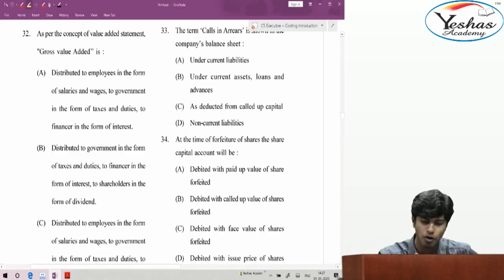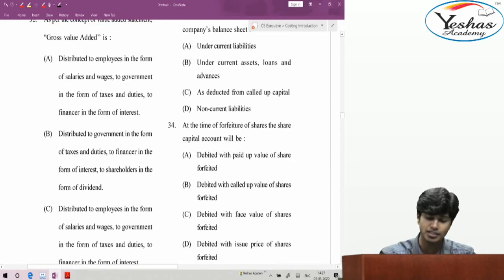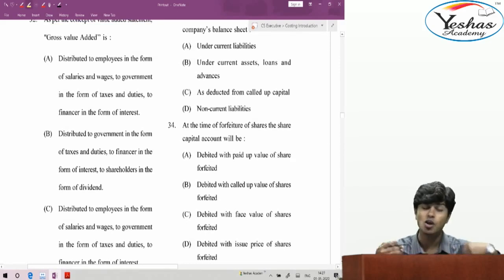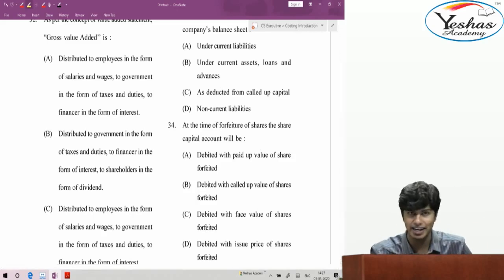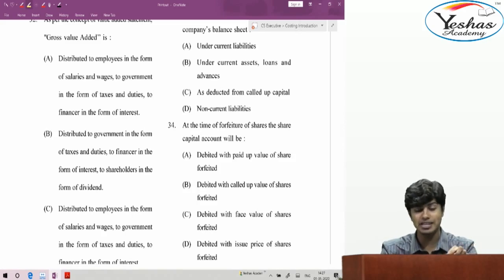So distributed to employees, salary, wages, government, tax entities, correct. Financials, correct. Option A seems to be correct. Let's see option B. Government in the form of tax entities, financiers, shareholders. This doesn't have employees. So option A is better. Option A has more things than option B. Option A is correct, but not completely correct. Option B is correct, but A is better because A has employees and B doesn't. Come on, let's go to option C.